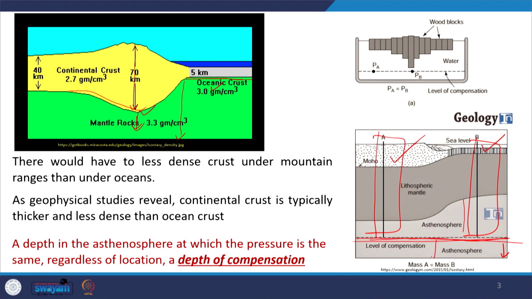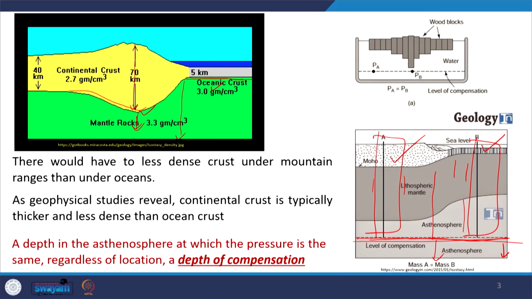So, below that the pressure is considered to be hydrostatic, and above that the pressure is considered to be lithostatic. If you remember the earlier class, we were talking about the pressure and density of the oceanic crust and the continental crust, where the pressure remains constant after the level of compensation. This is the level of compensation; below that the pressure increases hydrostatically.